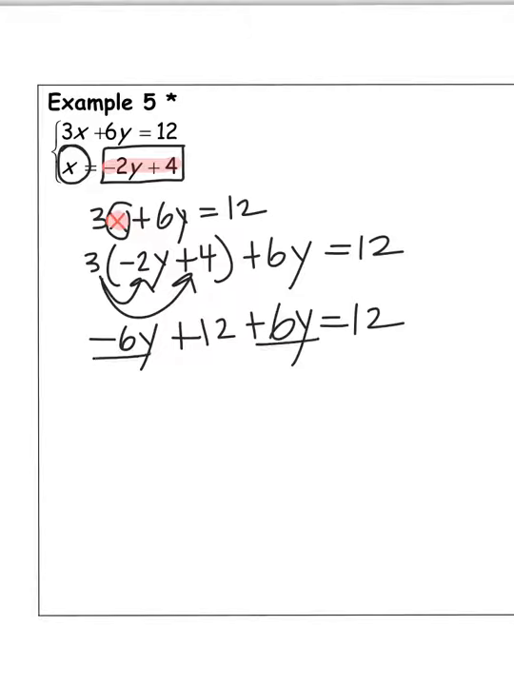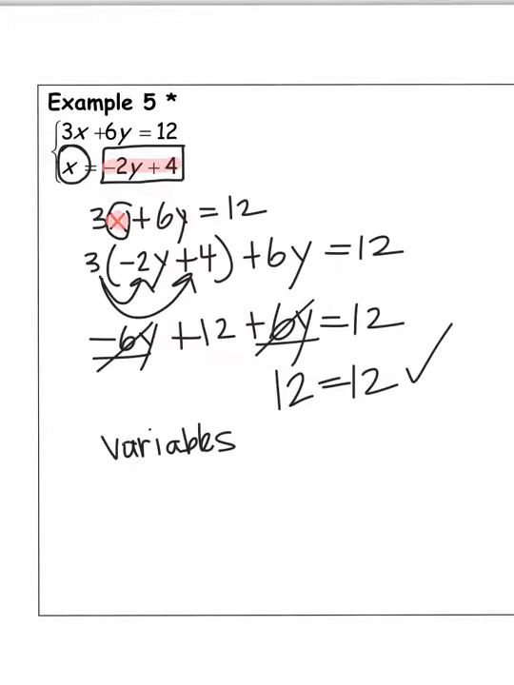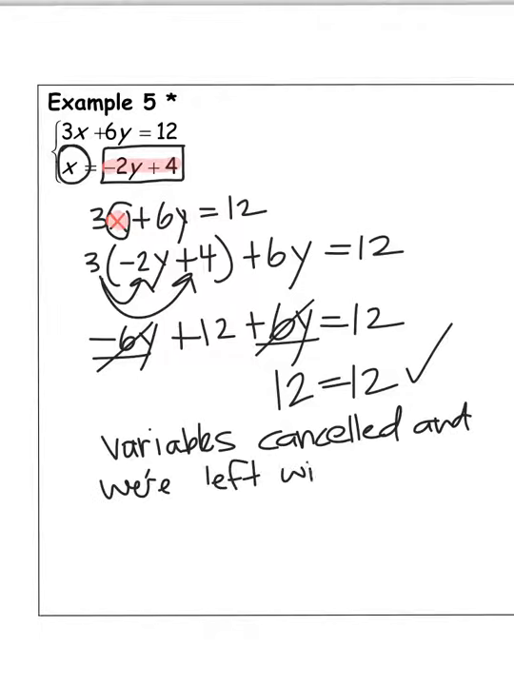Like terms, negative 6y and positive 6y, those cancel each other out. I get 0. What I'm left with is positive 12 on the left equals positive 12. Now this has happened before. 12 equals 12. This is a true equation. So what happened is that the variables canceled, and we're left with something true. We're left with a true equation.